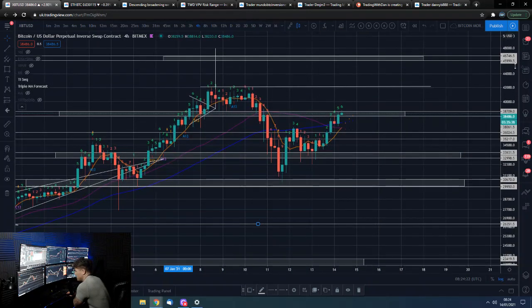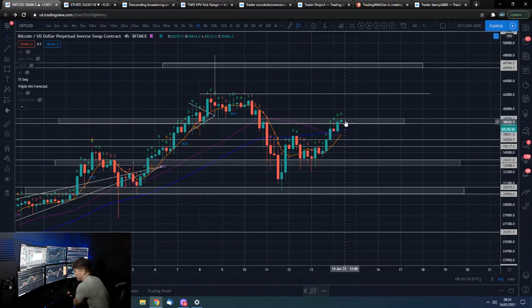So what we are potentially looking at, if we get a break into here, our next resistance will be the middle of the range. But ultimately, if we enter this range, the next real target is up here. So that is what we'd be looking at.